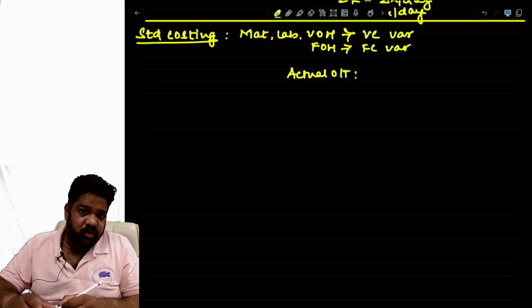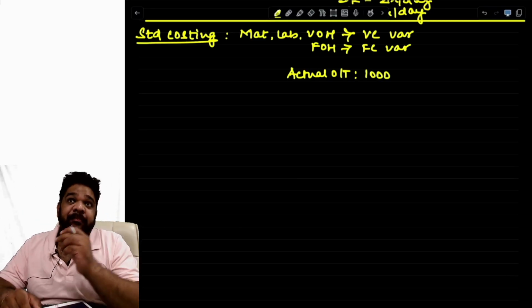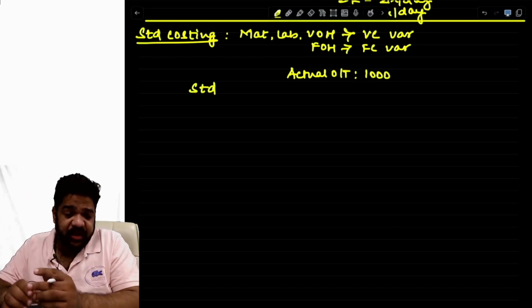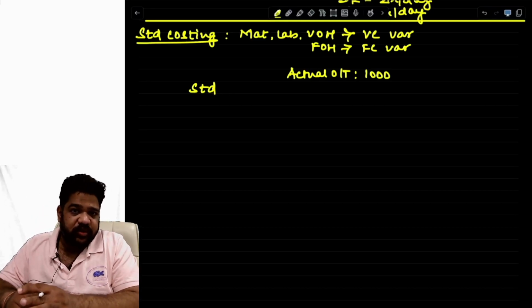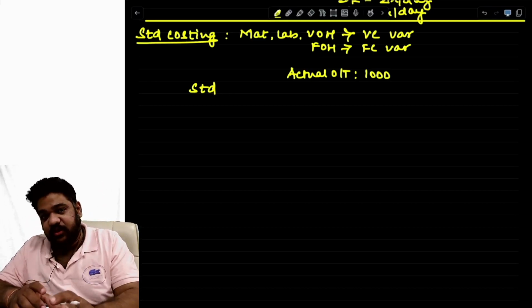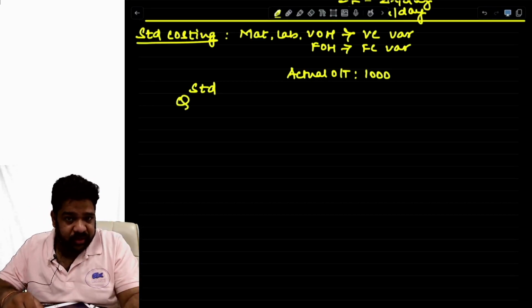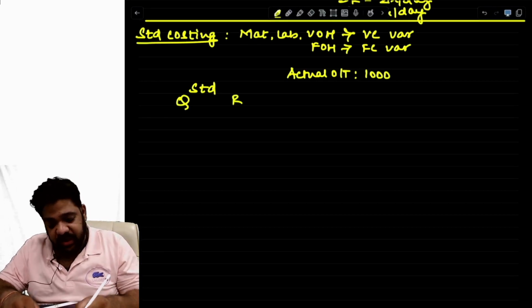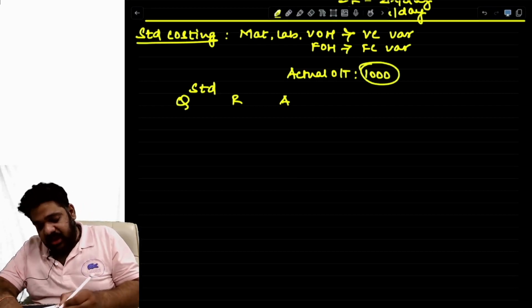When they say actual output, meaning what? Let's say the actual output is 1000 units. So we are basing our standard on 1000 units. For 1000 units, how much is the quantity that you should have put in, at what rate you should have got the material, and what has to be the amount for that. Okay, that is for 1000 units.